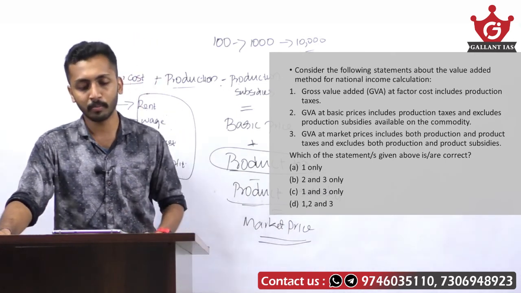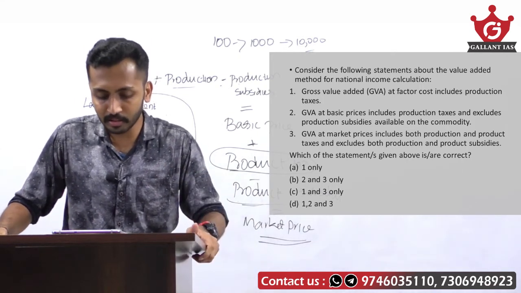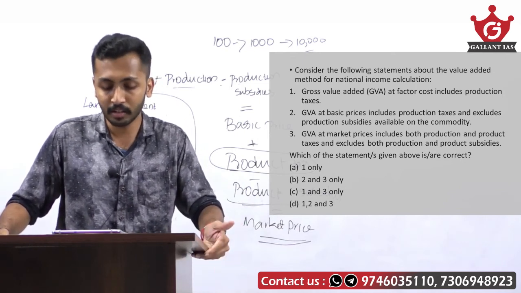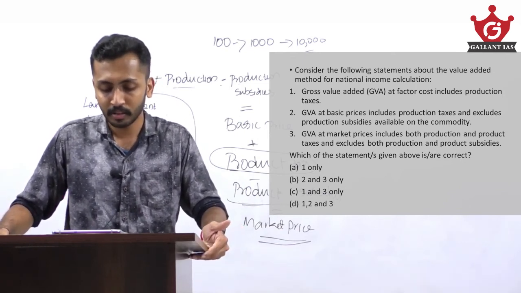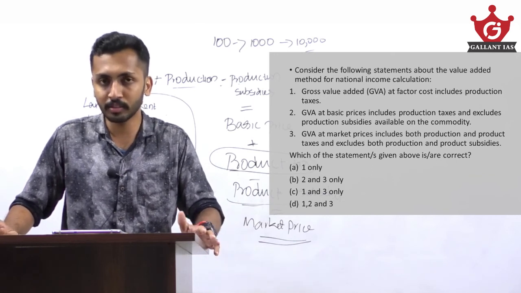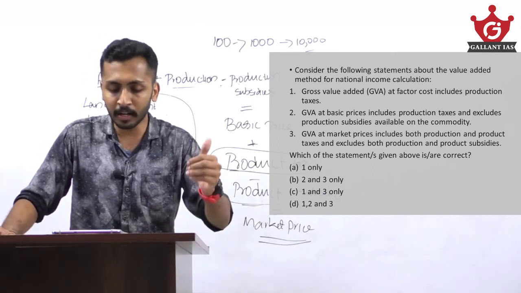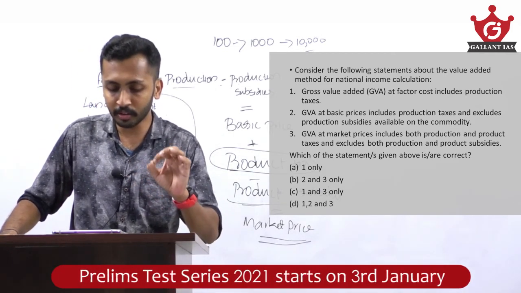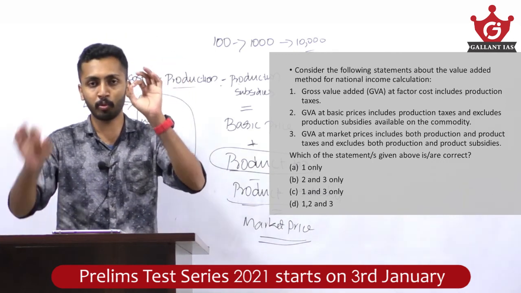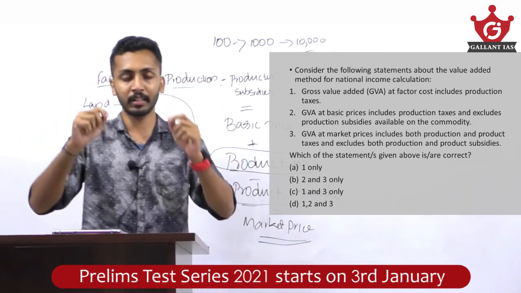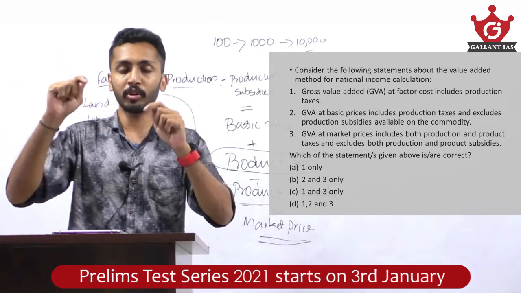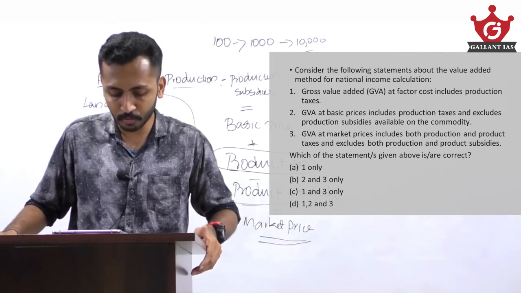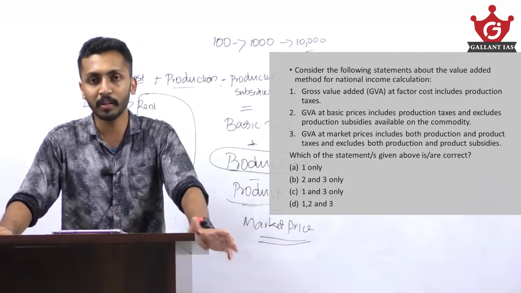Even so, let's look at the second statement. GVA at basic prices includes production taxes and excludes production subsidies available on the commodity. That is correct. That is what basic price is. And GVA at market prices includes both production and product taxes and excludes both production and product subsidies. Market price includes both taxes, product and production taxes, and excludes both subsidies. So the second and third statements are correct. So the answer is option B, 2 and 3.